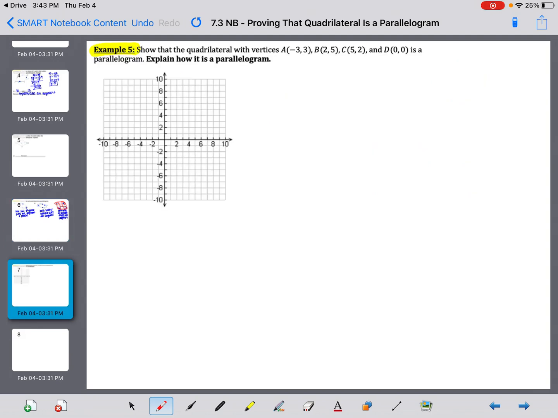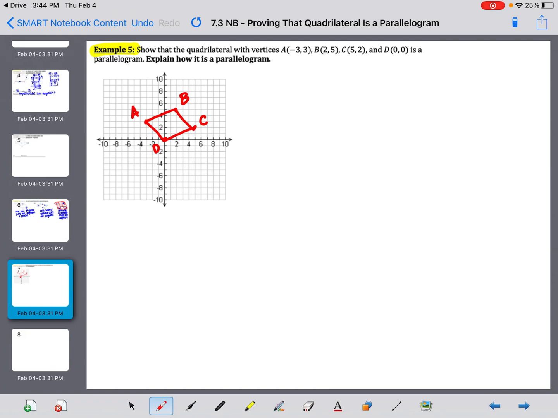And it says to show that the quadrilateral with vertices of A at -3, 3. Let's go ahead and plot that. -3, 3. There's A. B is at 2, 5. There's B. And C is at 5, 2. And D is at 0, 0. And we are to show that this quadrilateral is a parallelogram, and explain how it is a parallelogram.